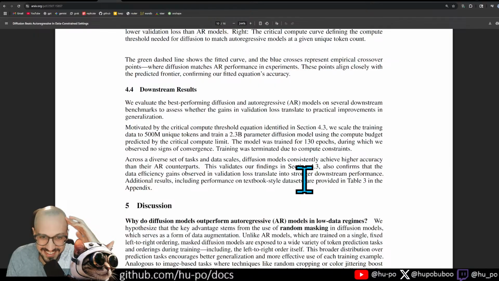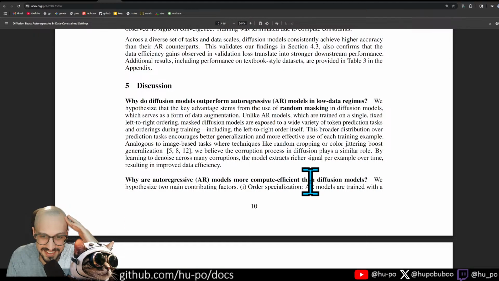All right. Discussion. Why do diffusion models outperform autoregressive models in low-data regimes? We hypothesize that the key advantage stems from the use of random masking in diffusion models, which serves as a form of data augmentation, right? This kind of idea of noise, which we keep talking about, right?